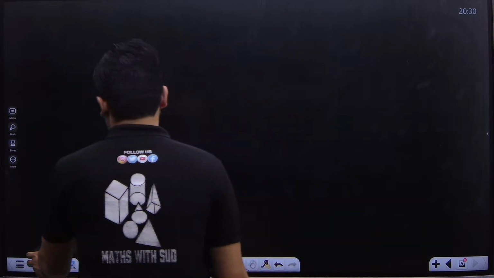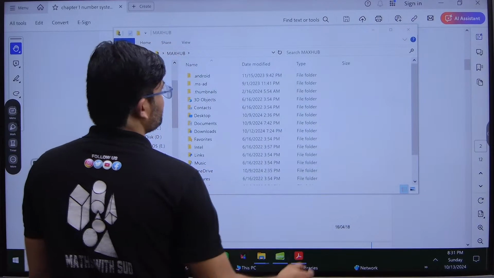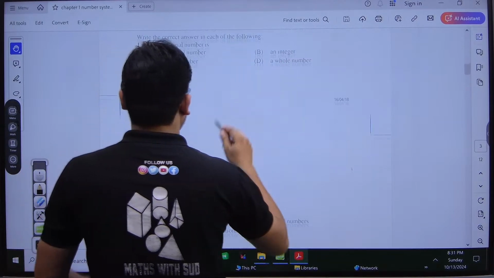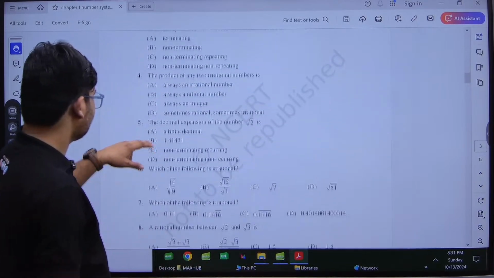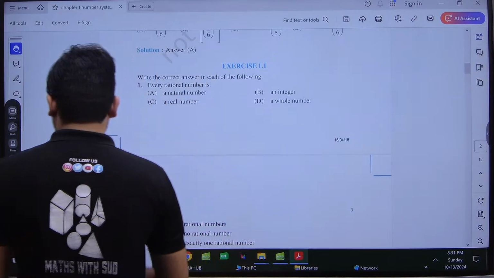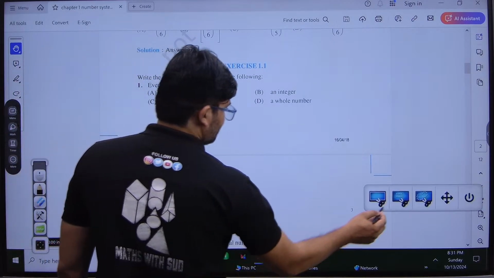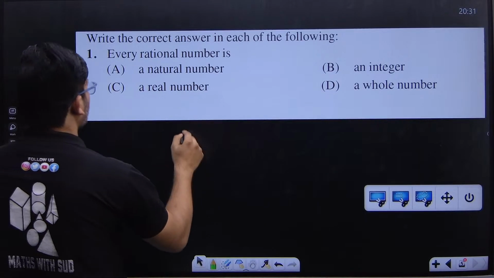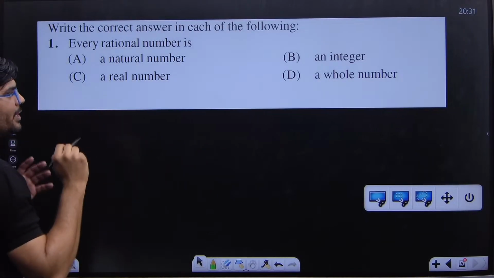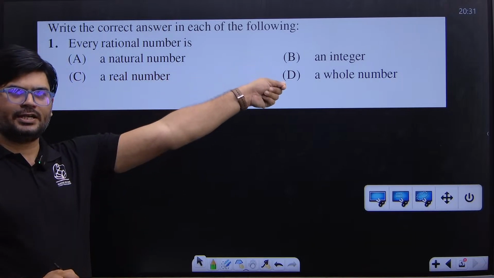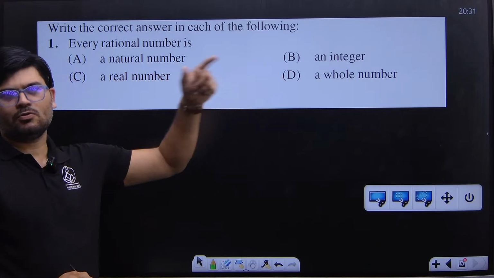I got them correct. So let us do some questions from the book that I prefer. Let me see what you have understood from the number system. So here is a question for you. Every rational number is a natural number, is an integer, is a real number, or is a whole number?